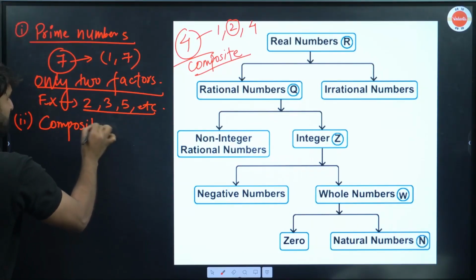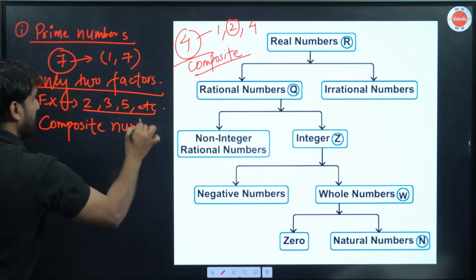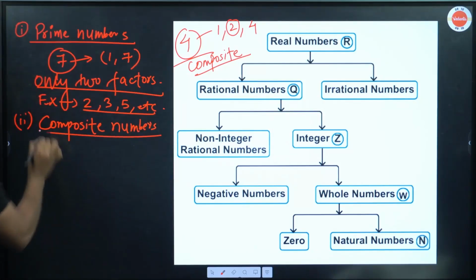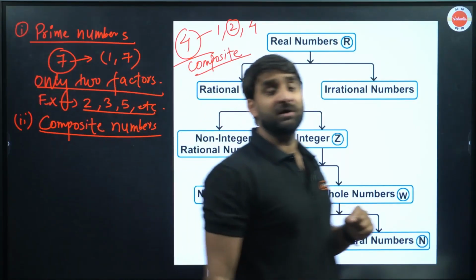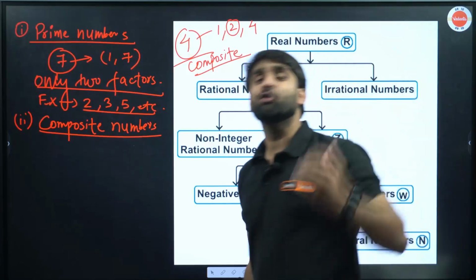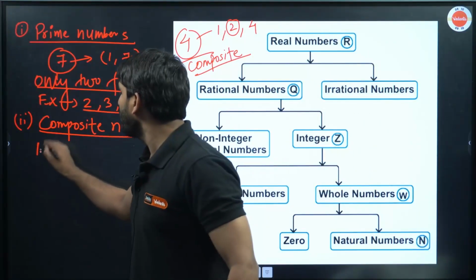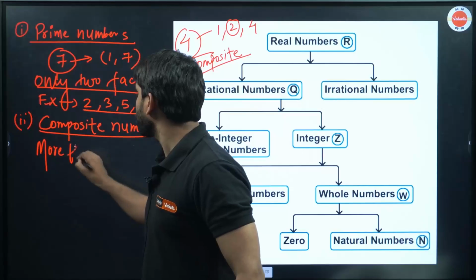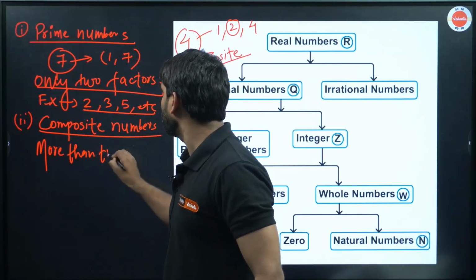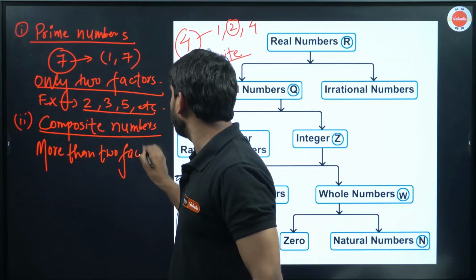So my dear champion, please focus here. Composite numbers are all those numbers which have more than 2 factors. Simple, more than 2 factors.